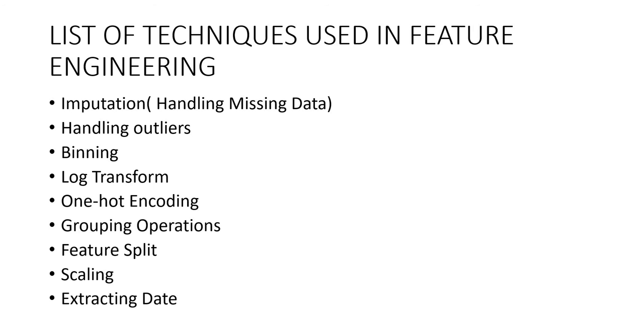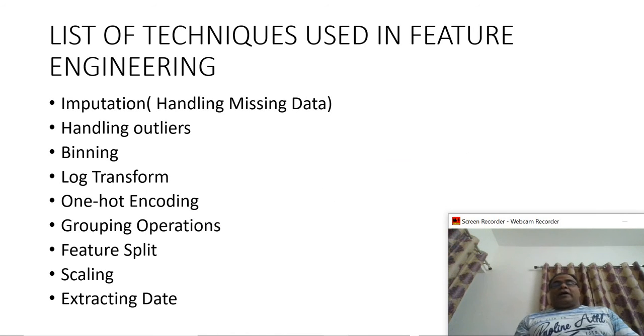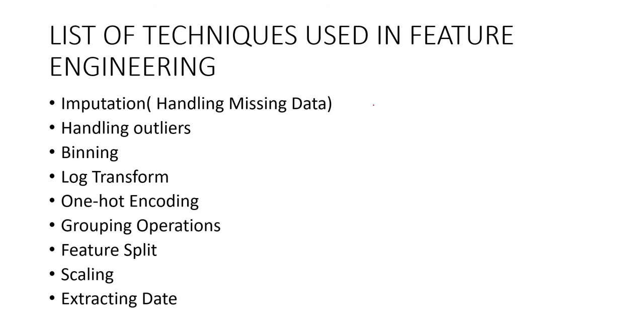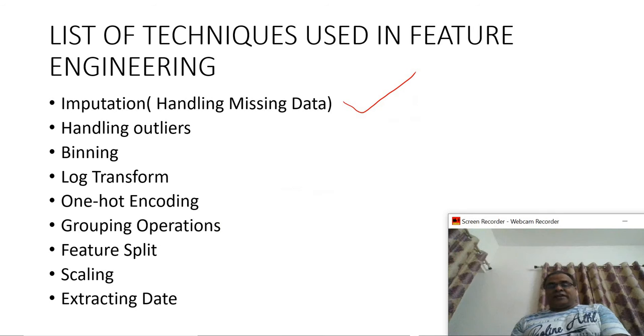See, these are all the techniques we use in feature engineering. The first one is imputation, handling the missing data. We already covered this. We prepared a video you can watch in the playlist. Feature engineering, imputation, it's already done. Then next is handling outliers.